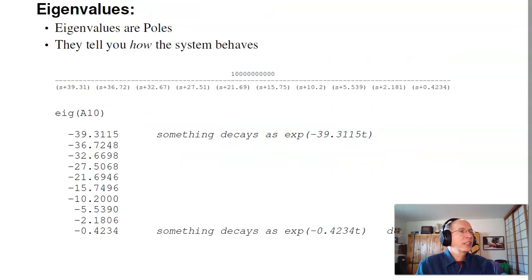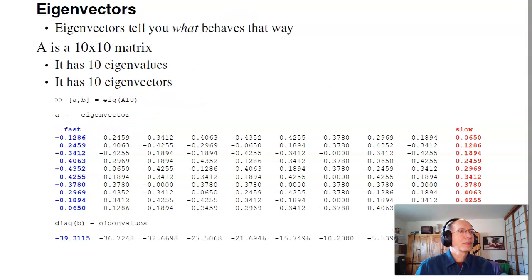If you look at the eigenvalues of that A matrix, those are exactly the same as the poles. So again, eigenvalues tell you how it behaves. I've got a slow mode, something decays as e to the minus 0.42t, and something decays as e to the minus 39t. The eigenvectors tell you what behaves that way. A is a 10 by 10 matrix. It has 10 eigenvalues. It also has 10 eigenvectors.